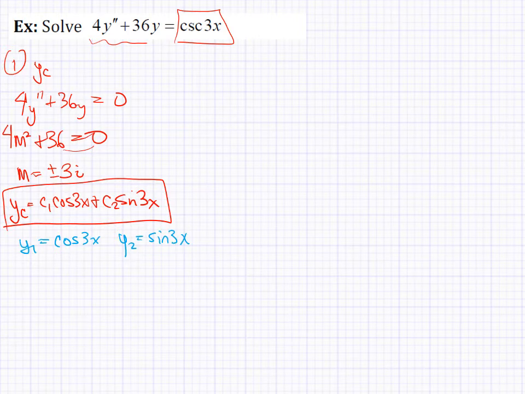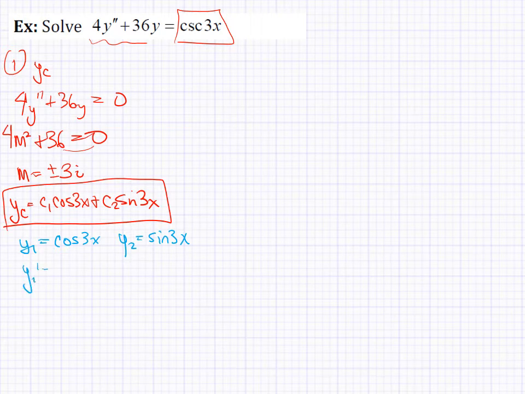Now, it really doesn't matter which one you call y1 and y2. They're two solutions. So you could have said y1 was sine 3x, y2 is cosine 3x. It doesn't matter. As long as you're consistent through the rest of the problem of which one you called y1 and y2, then you'll still be fine at the end.